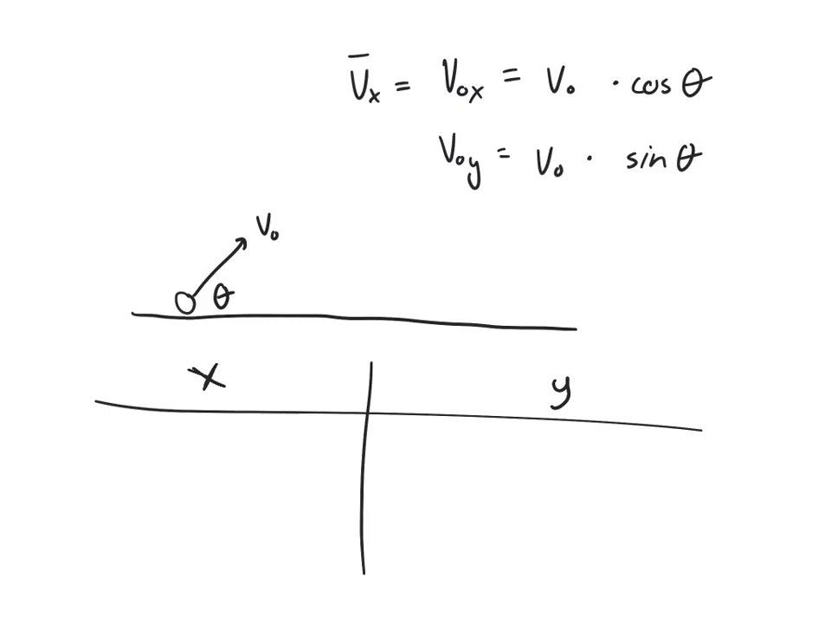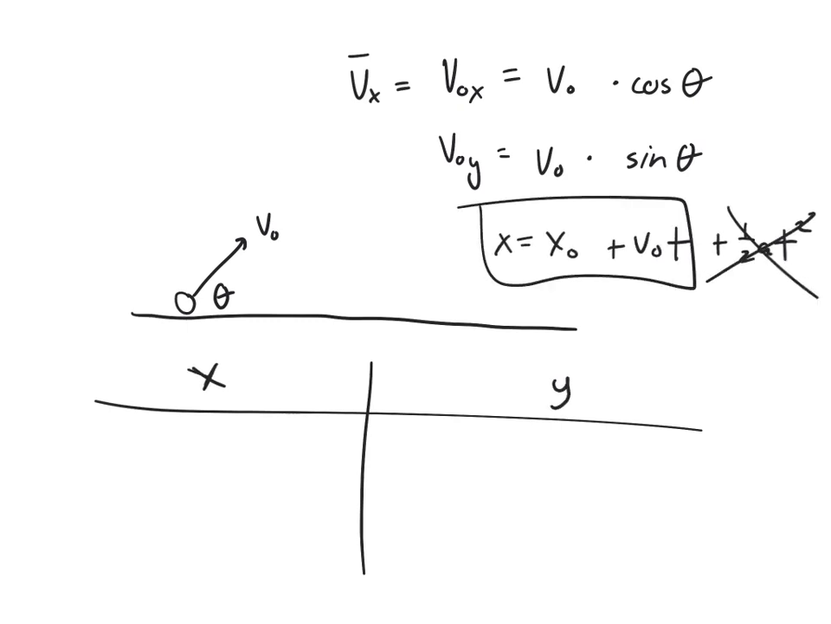Max, what's the formula we can use? Delta x equals x initial plus vix times t. Yeah, so we have this one right here, and we're going to drop off the last term. So this is the formula that we can use in the x direction only. So let's jot that one down here.